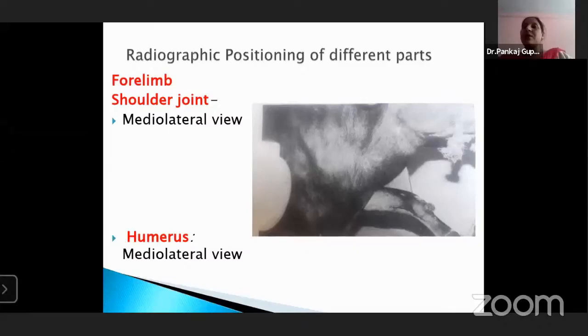If the patient is in recumbent position, the cassette should be a load bearing cassette and it should lie beneath the shoulder joint to be radiographed, and the affected limb is downwards towards earth and it should be pulled cranially. And in standing position, the cassette should be on the lateral side so that the beam will enter from the medial side of the joint and exit from the lateral side and interact with the X-ray film. Now for the humerus, we also take mediolateral view in the same way as we take for the shoulder joint.